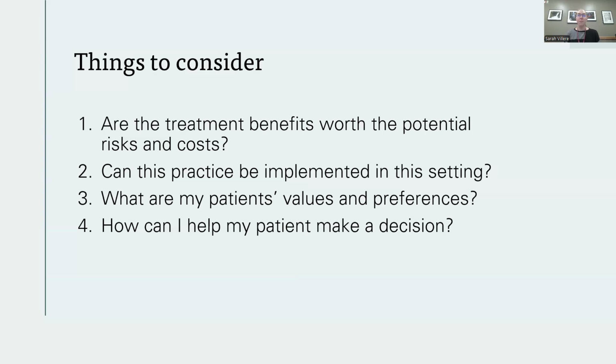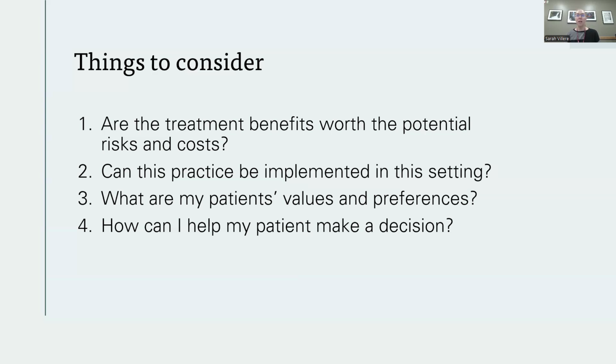Can this practice be implemented in this setting? And furthermore, would my patient be able to adhere to the intervention requirements? So if you're working in a rural hospital with limited resources and you have a patient who perhaps needs ECMO, which is a life support machine that takes over your heart and lung function, your hospital likely does not have one of these machines. So for you to formulate a care plan that relies on ECMO, which is not available, is not doing any service to your patient. So what other options do you have that can actually be implemented for this patient?